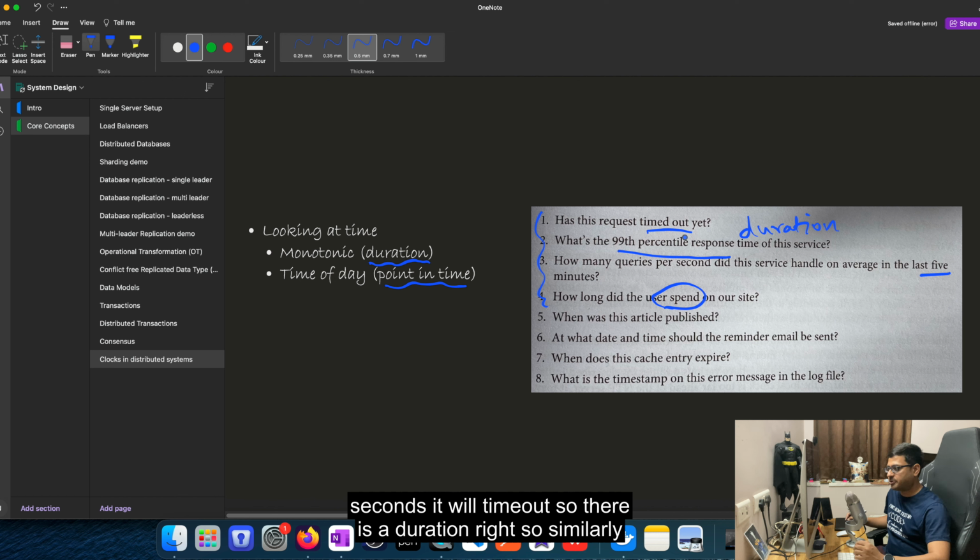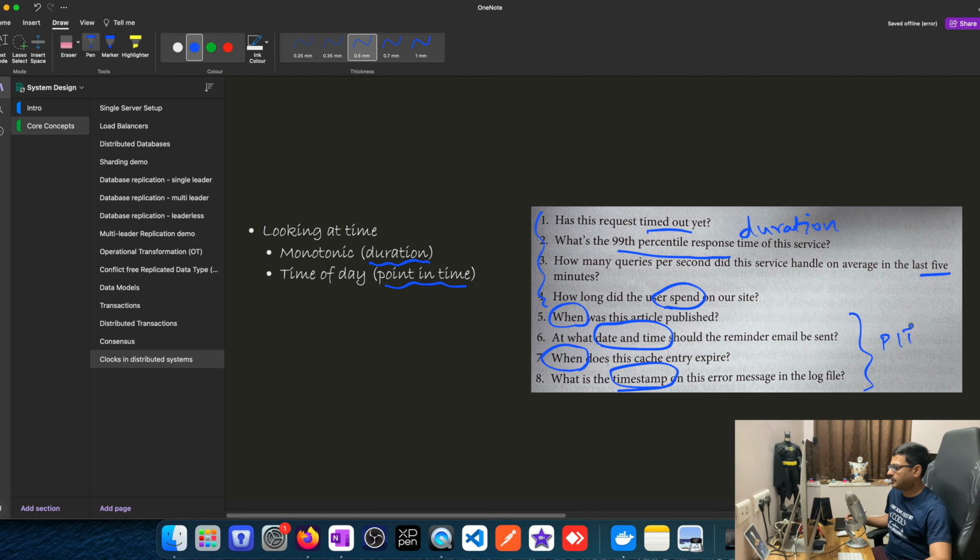And the bottom four are about point in time. If you look at it, when was the article published? At what date and time should the reminder email be sent? When does this cache expire? What is the timestamp on the error message in the log file? All these are point in time, right?